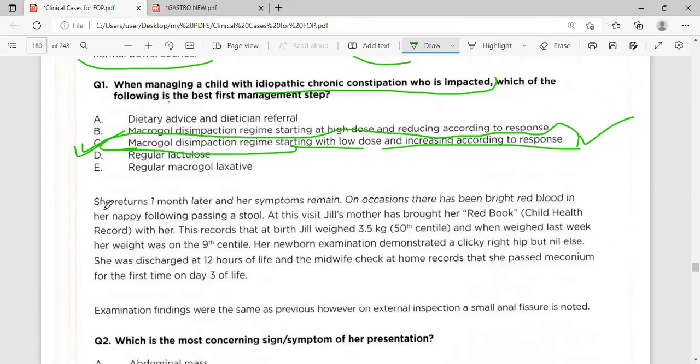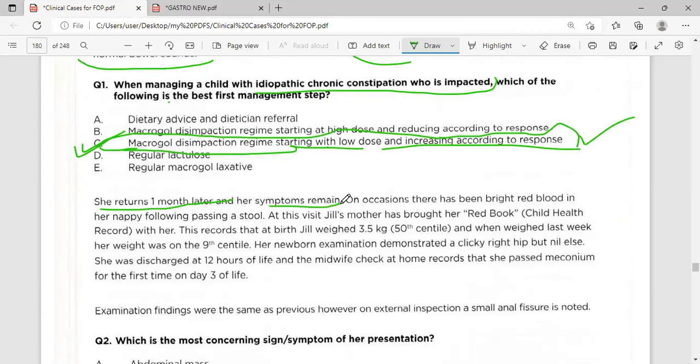Now, this patient returns 1 month later and her symptoms remain, the same constipation. On occasion, there has been bright red blood in her nappy following passing a stool. At this visit, Jill's mother has brought her red book, which is the child health record, with her. It records that at birth, Jill weighed 3.5 kg, which is on the 50th centile, good. And when weighed last week, she was on the 9th centile. So there is some failure of growth, failure to thrive.